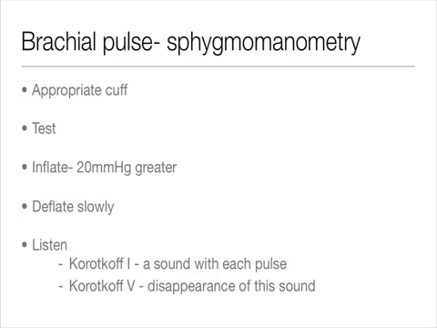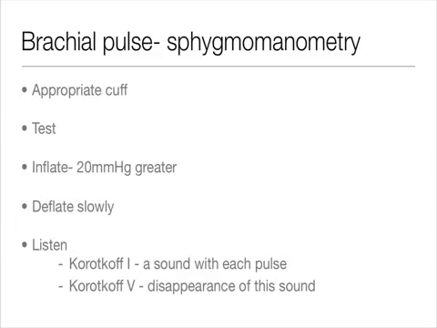And pump this cuff up to at least 20 mm of mercury above the pressure taken to occlude the radial artery, and then deflate the cuff very slowly at a rate of 2 to 5 mm of mercury whilst listening with your stethoscope over the brachial artery. And you're listening for the Korotkoff sounds.